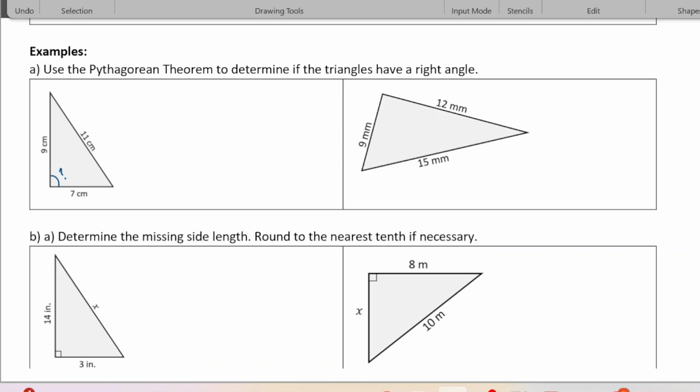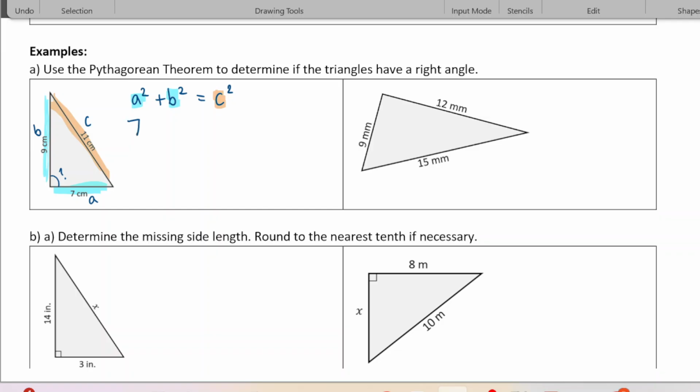So this side would be side A, this would be side B. I can tell that because these sides are shorter. And then the longest side here, which we think might be the hypotenuse, we're going to call C. If this triangle follows the rule that A squared plus B squared equals C squared, then we know it's a right triangle. So let's plug in those lengths and see if this is actually true.